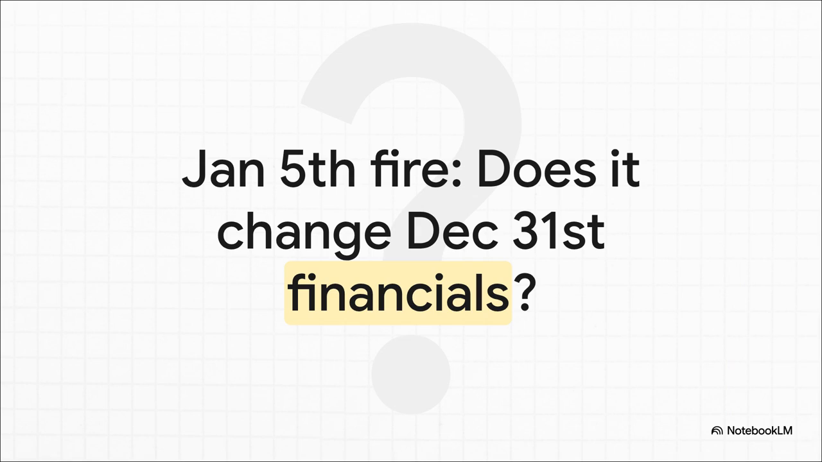It's January 5th. Your main warehouse just burned to the ground. Total disaster. The question is, does this change your financial results for the year that just ended on December 31st? I mean, the year's done, right? This is exactly the kind of tricky spot that the accounting standard IAS 10 is built to handle.